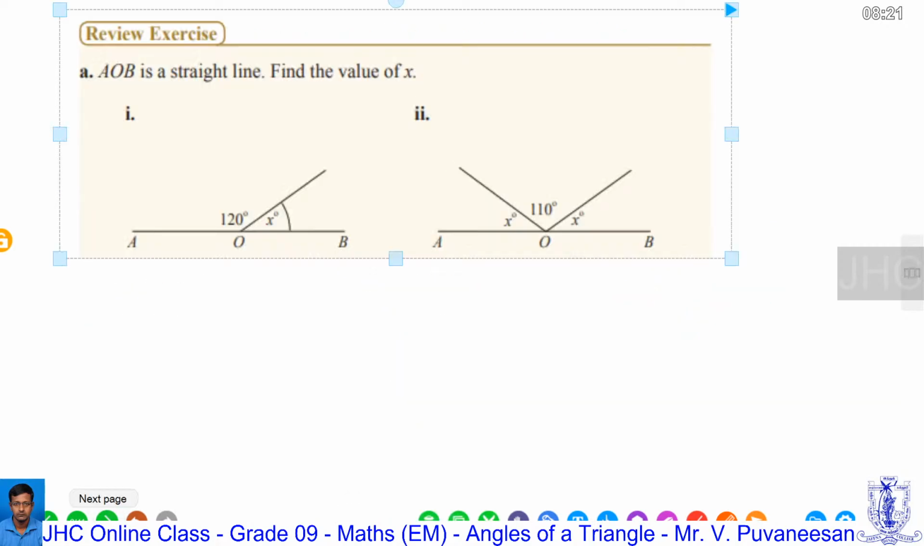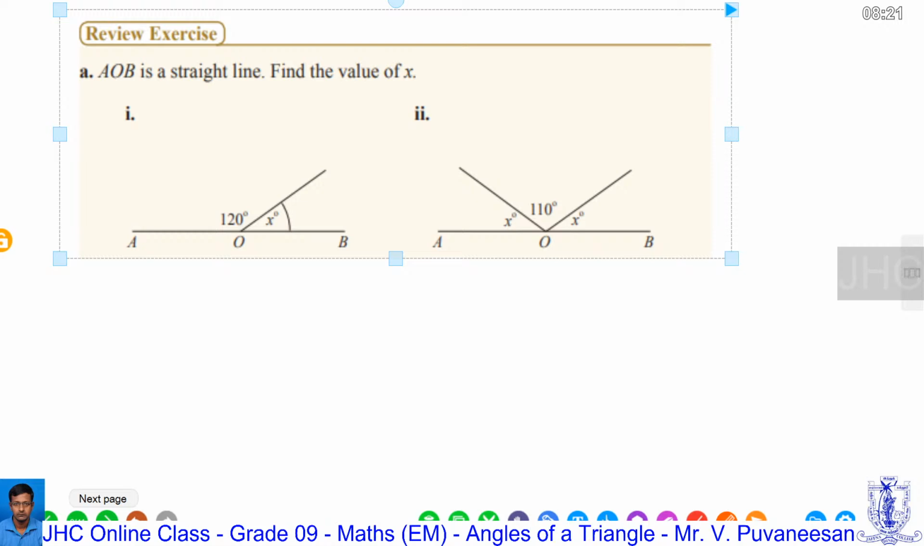Okay, next we do the review exercise in your textbooks. This is about what you have learned in previous classes, previous grades. Okay, AB is a straight line. Find the value of x. You know, angles on a straight line are equal to 180 degrees. In here, one angle is given as 120 degrees. Another one is denoted by x. You have been asked to find the value of x.